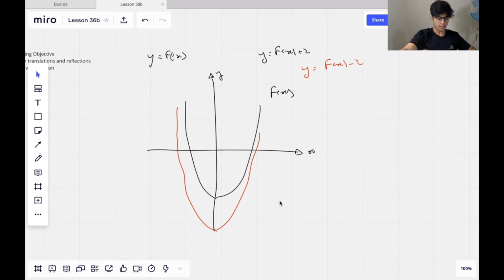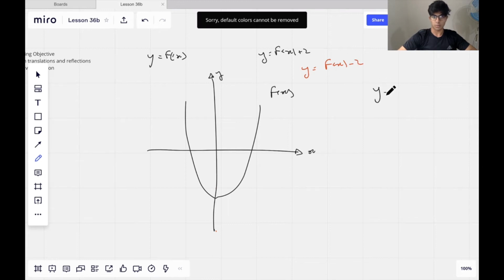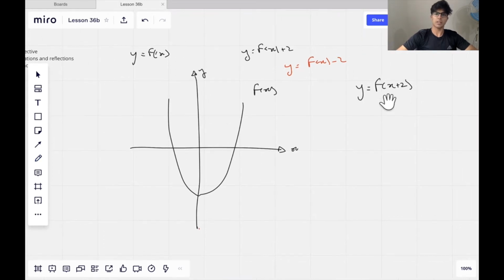Now, let me get rid of this red stuff. Let's think about what happens if, instead of doing y equals f of x minus 2, we were to draw y equals f of x plus 2, with the plus 2 inside. Okay, well, this is a bit weirder, isn't it? We've replaced everywhere we had x by x plus 2. So wherever x was here, now we suddenly have x plus 2 there, which takes a while to get your head around.